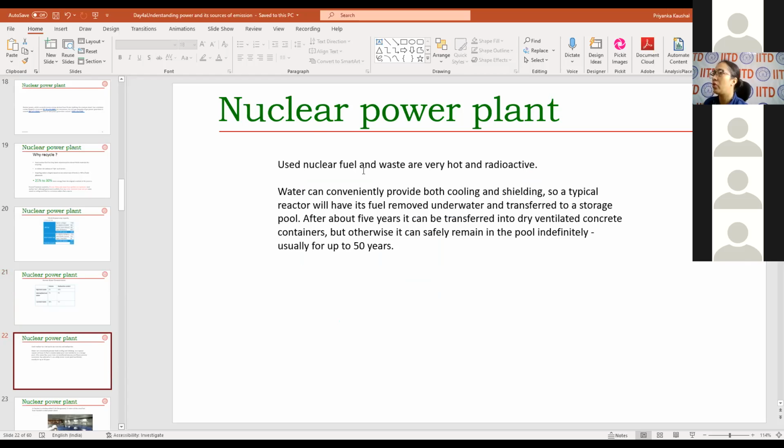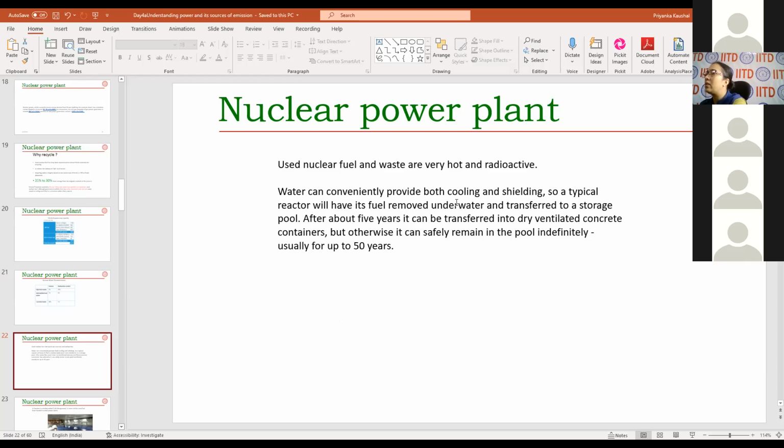And after the nuclear fuel is used, the waste is still very hot and it is still very radioactive. So it has gone through the nuclear cycle, it has generated the heat, and it is spent and it has come out of the reactor. It is still very hot and there is a good amount of radioactivity still lying in it. So what do you do? In most cases, water is used. Water can conveniently provide both cooling and shielding. So after the rods are used, after the nuclear waste is generated, it is put in water for many, many, many years. Right? And it not just cools it down, it also shields, like all the radioactivity is also absorbed into it. So a typical reactor will have its fuel removed underwater.